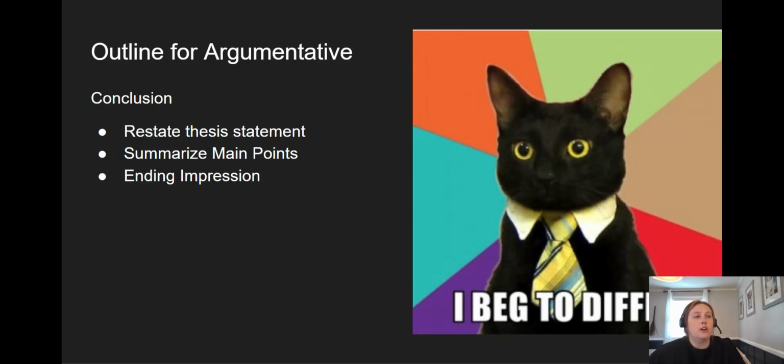So this is what we do with our thesis statement, because you want to be super sure that your reader knows by the time they get to your conclusion what your thesis is, okay? Then your third, fourth, and fifth sentences are you summarizing those main points. That's restating your E statements. And then you have the ending impression.